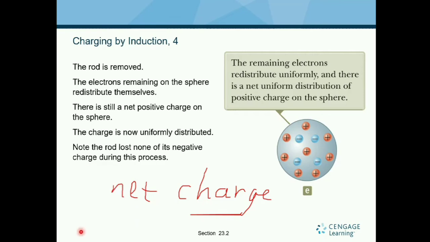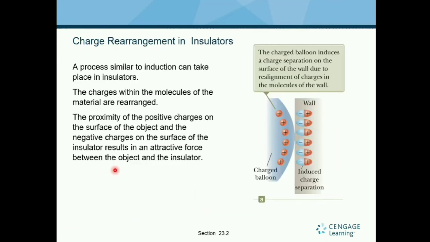Now, let's go to the next slide. The charge rearrangement in insulators. A process very similar to induction can take place in an insulator. The charges within the molecules of the material are rearranged. The proximity of the positive charges on the surface of the object and the negative charges on the surface of the insulator results in an attractive force between the object and the insulator. So we have a balloon.